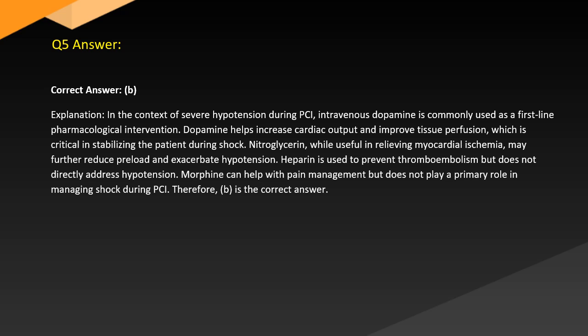Answer. Correct answer: B. Explanation. In the context of severe hypotension during PCI, intravenous dopamine is commonly used as a first-line pharmacological intervention. Dopamine helps increase cardiac output and improve tissue perfusion, which is critical in stabilizing the patient during shock. Nitroglycerin, while useful in relieving myocardial ischemia, may further reduce preload and exacerbate hypotension. Heparin is used to prevent thromboembolism but does not directly address hypotension. Morphine can help with pain management but does not play a primary role in managing shock during PCI. Therefore, B is the correct answer.